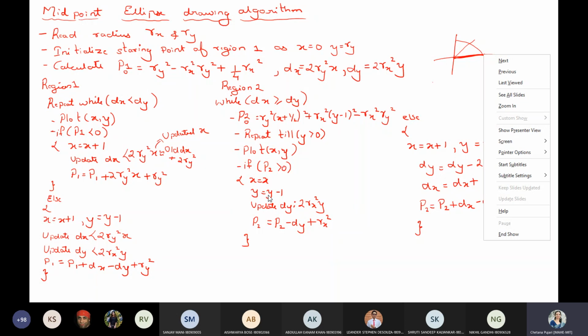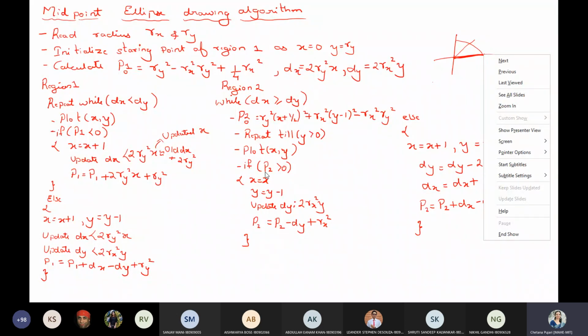Then, because only the y value has changed, you are going to update your dy. Again, your dy is nothing but 2rx square into y. Then you are going to update your P2 value. This derivation is already done. That is P2 is equal to P2 minus dy plus rx square, where dy is this value.